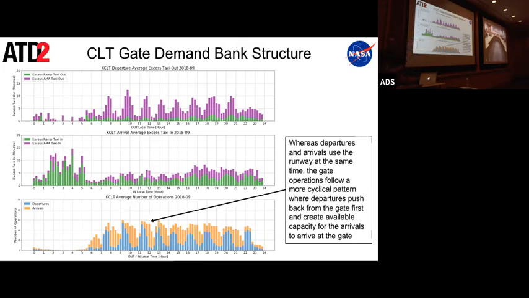You need this because you need the departures to push back to create the available capacity at the gate for the arrivals to come in. And so when you put these two things together, there's this coordinated dance going on between the arrivals and departures. The departures start to push back from the gates and move towards the runway. The departures are using the runways at the same time the arrivals are landing. And then because the departures have begun to push back from the gate, it creates available capacity for the arrivals to move in and use the gate.